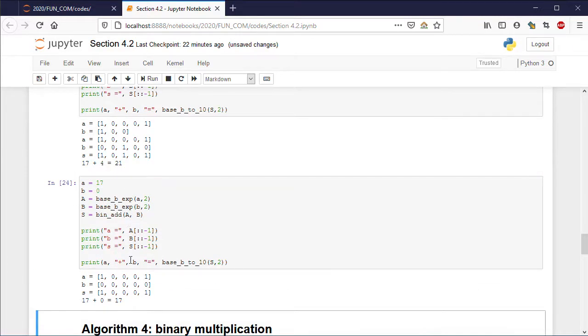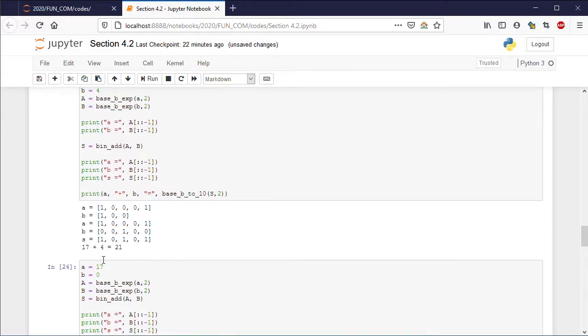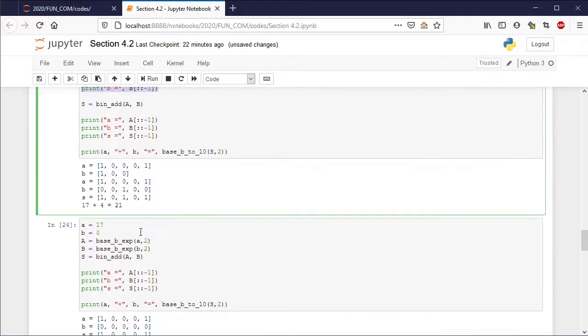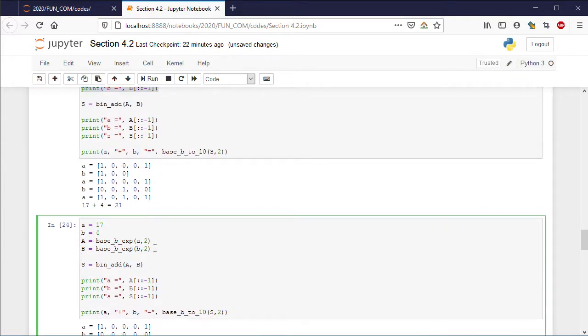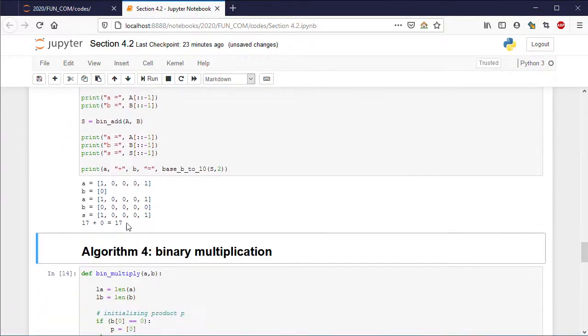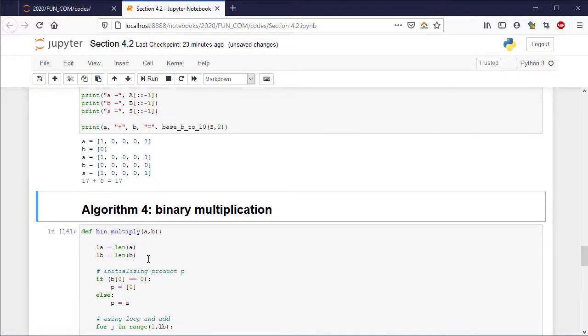And in the next example, I'm trying to add 17 by 0. So once again, if I put these two print lines before I call the function, we should find that A is 10001 and B is 0. But after I call that, I have some zeros in the most significant bits. But anyway, the result is still correct. 17 plus 0 equals 17.